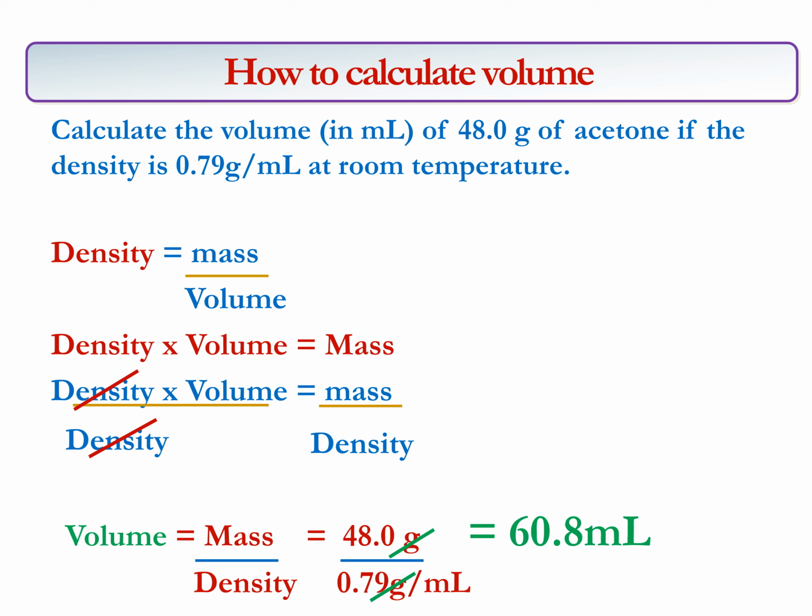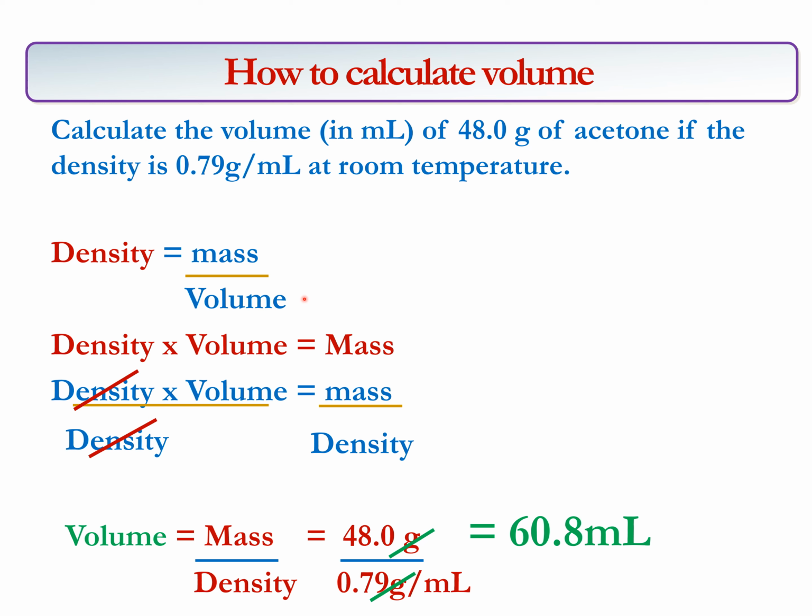Right. How to calculate volume? Calculate the volume in milliliter of 48 gram of acetone if the density is 0.79 gram per milliliter at room temperature. So we start with the formula for density. Density is equal to mass divided by volume.